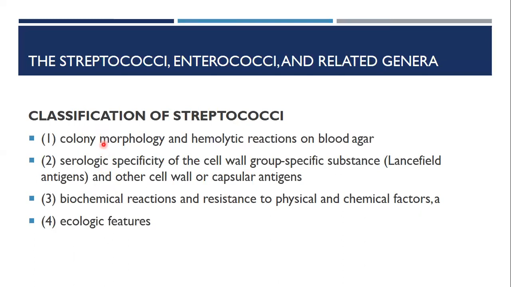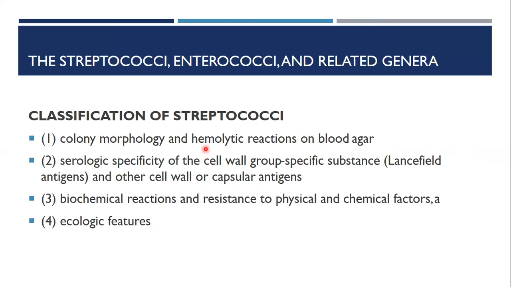So we have colonial morphology. When we say colonial morphology, we culture using a culture media, for example, an agar or a broth. And then we examine its appearance, the appearance of the morphology. And then we describe it, and from there, we classify the organism.